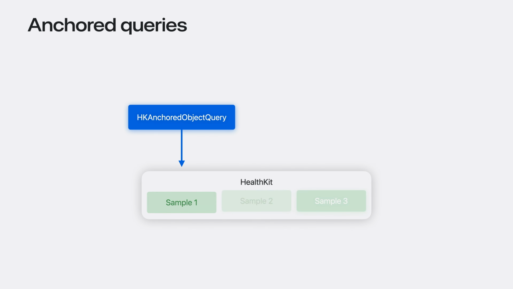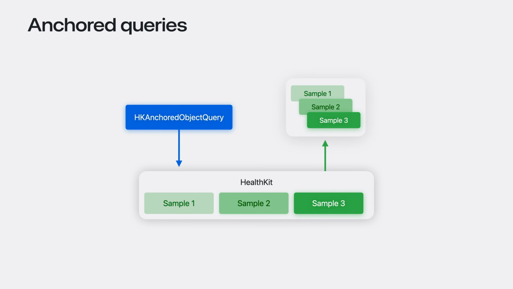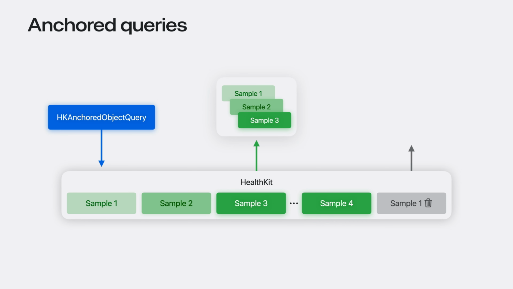When your app executes an anchored object query, your app will receive a snapshot of existing samples. When there's an update, your app receives an additional set of results, which may contain deletes for samples your app already processed. Anchored object queries can be used in all sorts of ways. They're an efficient way to make sure your app is getting new data added to HealthKit.